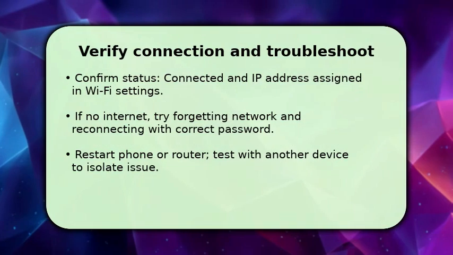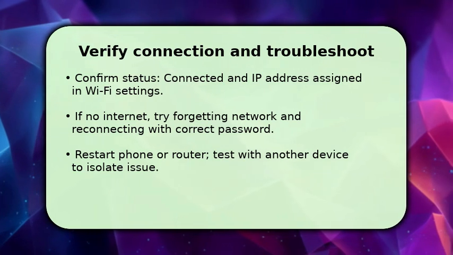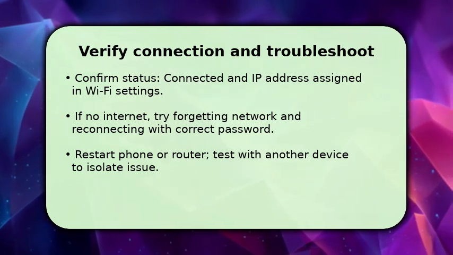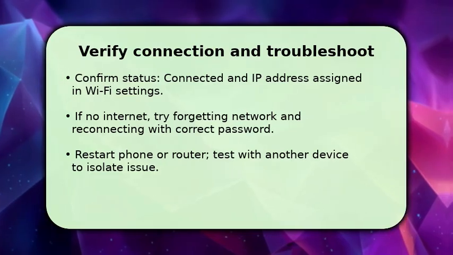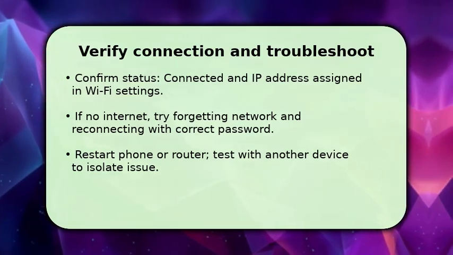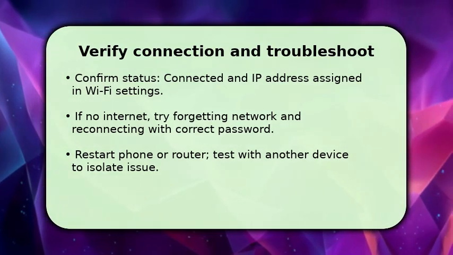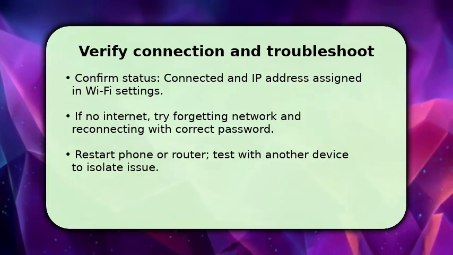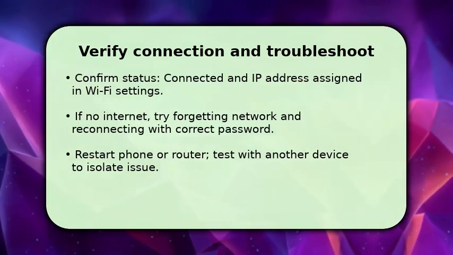Finish by verifying that your phone shows connected and has an IP address in Wi-Fi settings. Then open a browser or app to test internet access. If pages fail to load, forget the network and rejoin using the correct password, because cached credentials can be wrong.